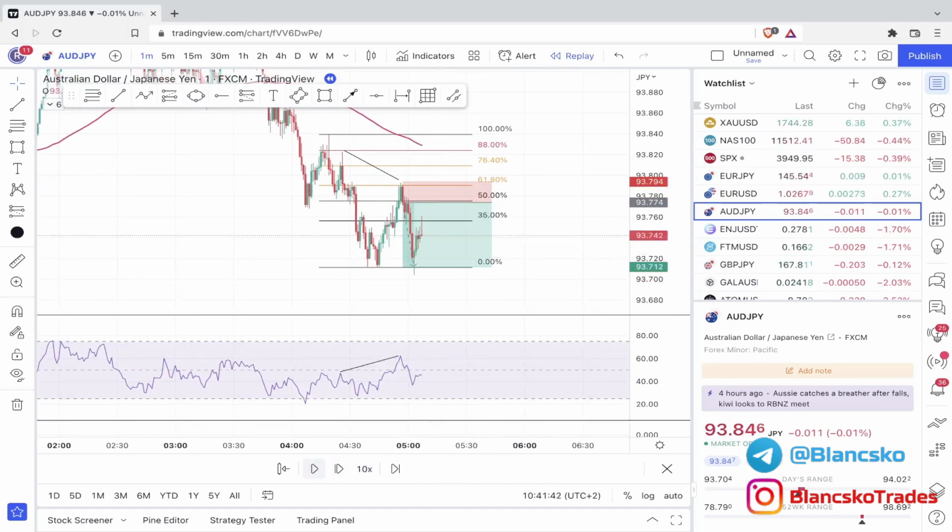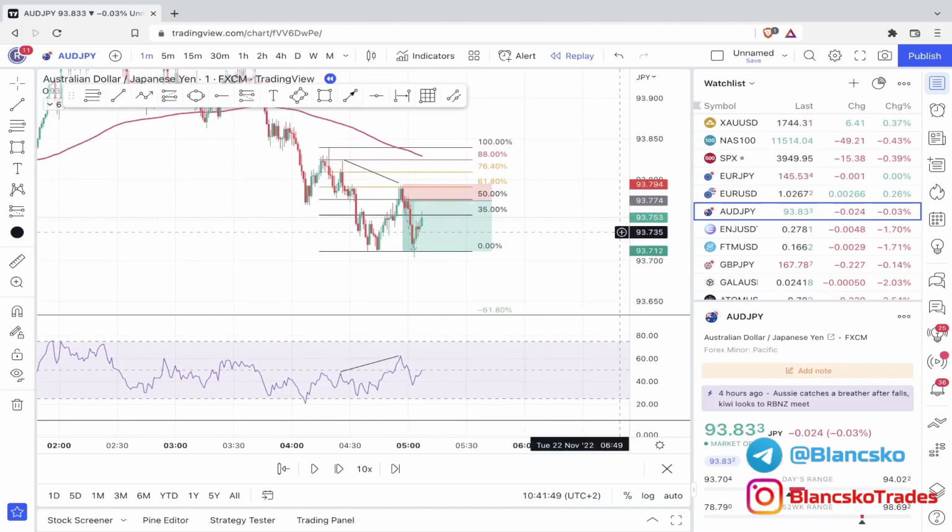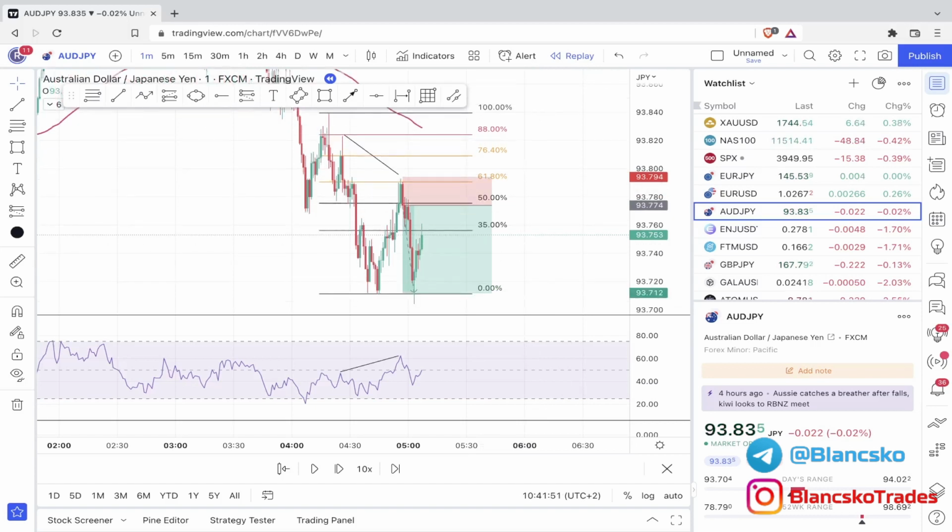Now let's play the price and check this out. Very beautiful, take profit smashed once again. All right, for a 3R. So this is pretty much it. This is a very cool strategy. I hope you guys really enjoyed it.